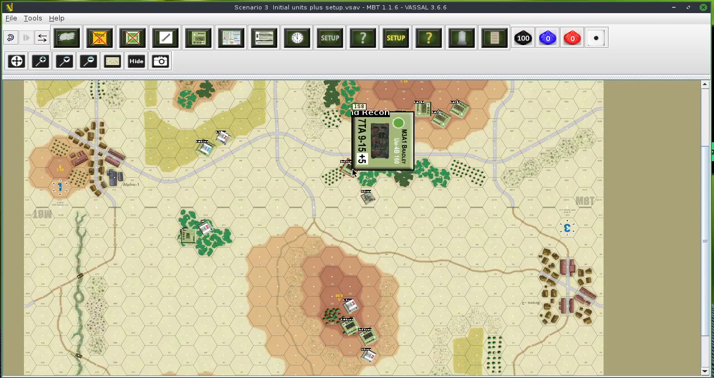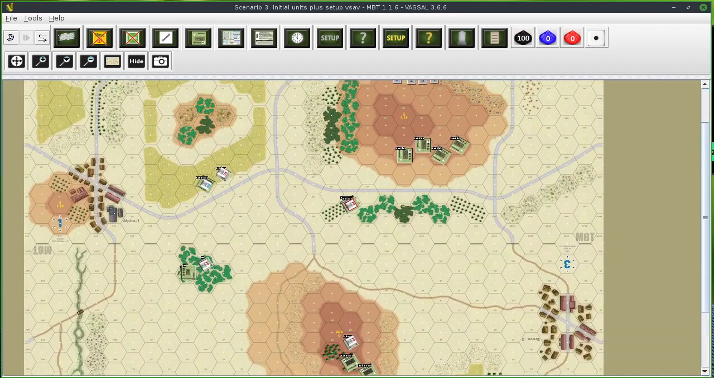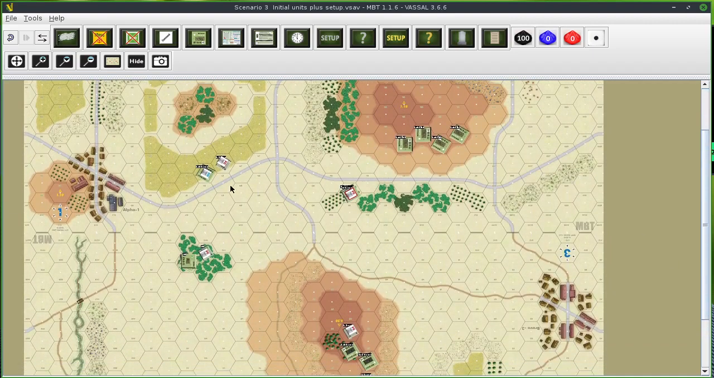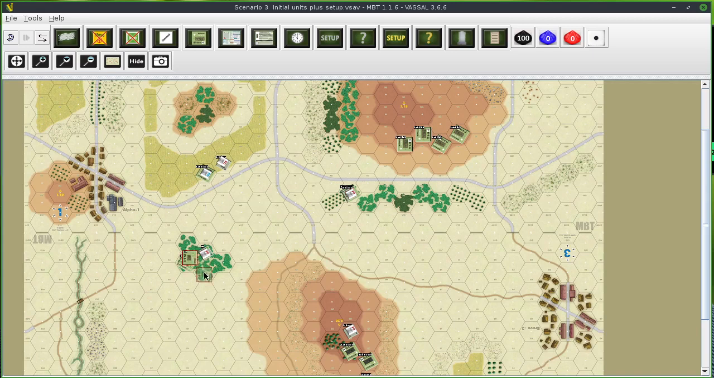One small consideration here is that the Soviets have indirect fire weapons. Indirect fire weapons attack whole hexes. So if you're facing indirect fire weapons, it's best to spread out your units. So I have the four Bradleys left. And that M106, I'm going to move right there. That M106 can provide light cover. It can provide indirect fire.